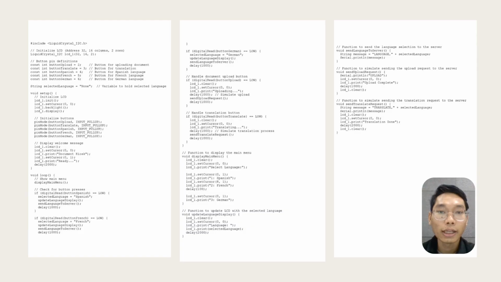When pressed, the LCD displays uploaded for a moment, and a message is sent via serial communication to indicate the upload request. Similarly, the translate button starts the translation process. The system displays a message saying translating, sends the selected language and request to the server, and then shows translation done on the LCD after the simulation is complete.